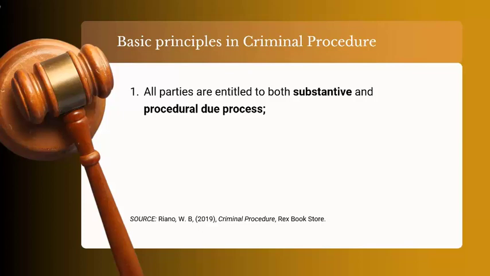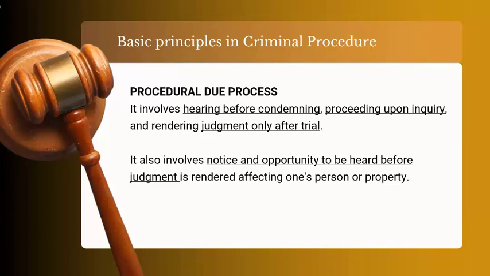Now let's go back to the first principle, this time focusing on procedural due process. Procedural due process involves hearing before condemning, proceeding with a criminal case upon inquiry, and rendering judgment only after trial. It also involves notice and opportunity to be heard before judgment is rendered affecting one's person or property. So while the government has the right to deprive a person of his life, liberty, or property, the requirement of due process is that a person must be given a chance to be heard or given notice in the court of law.